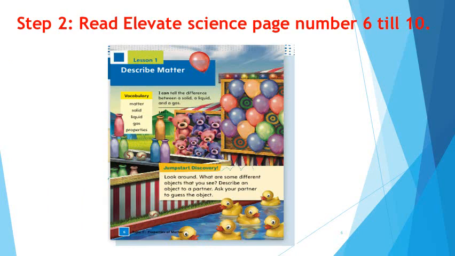In step 2, you will read in your science book pages number 6 till 10. I have to look at my new vocabulary in the lesson, like matter, solid, liquid, gas, and properties. So properties are the traits or the features of an object, like the color, shape, and size. All of these are properties. So when I say it's a green, red, yellow, so these are properties. When I say it's round or cube, these also are properties. Big, small, these also are properties.